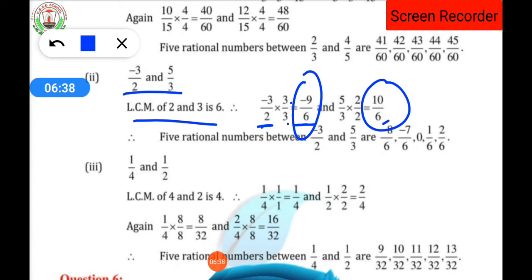So in that particular, as so many numbers are there, we are going to take only 5 numbers.